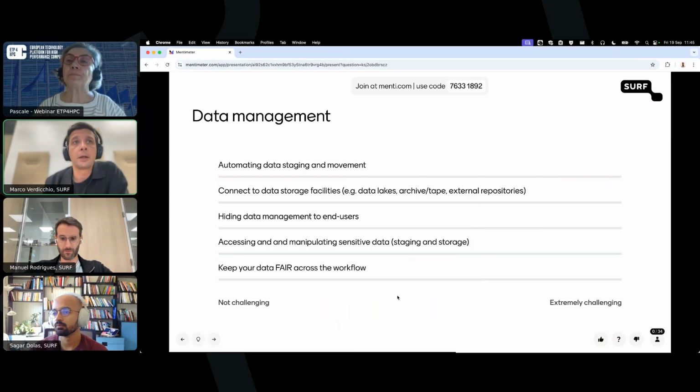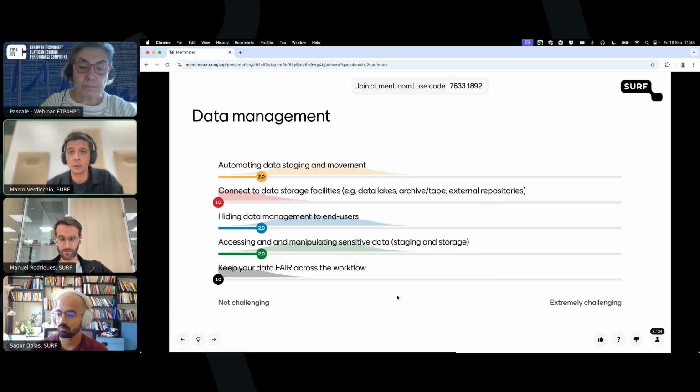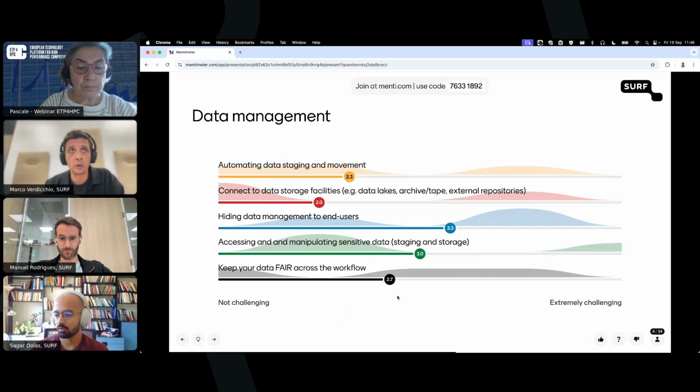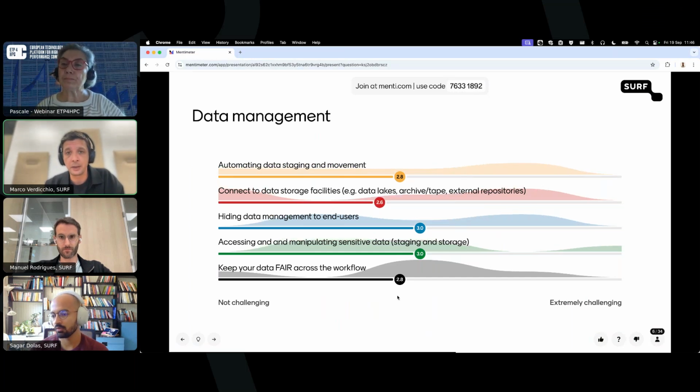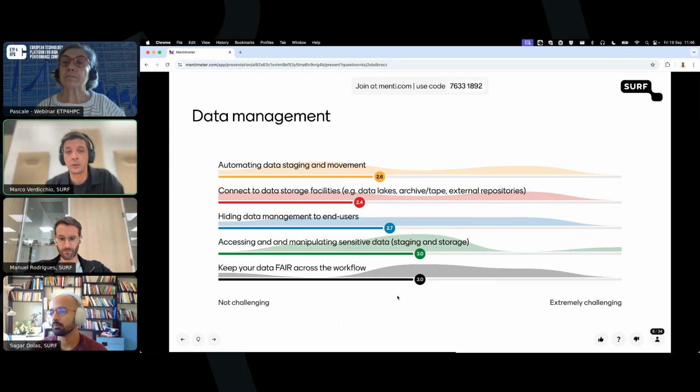And here we ask you how easy or challenging is, for example, to automate data staging and movement. So again, not manual, but automated and integrated with the compute workflow, for example. How easy is it for you to connect your workflow to data storage facilities like data lakes, archive tapes, or external repositories, especially for data-intensive research.